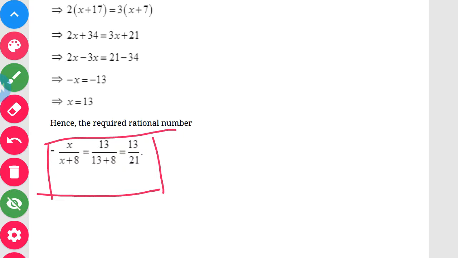If you have any doubt regarding any word problem or any sum of this exercise 2.6, you can just message me and I'm there. Any time I can help you out with your doubts regarding this exercise.